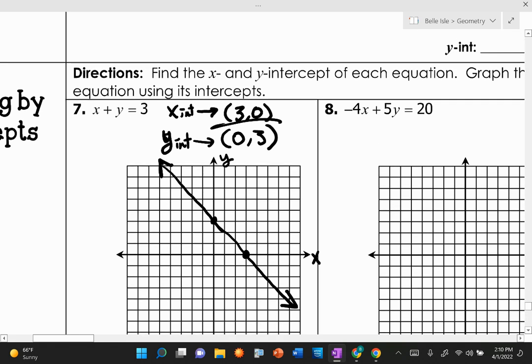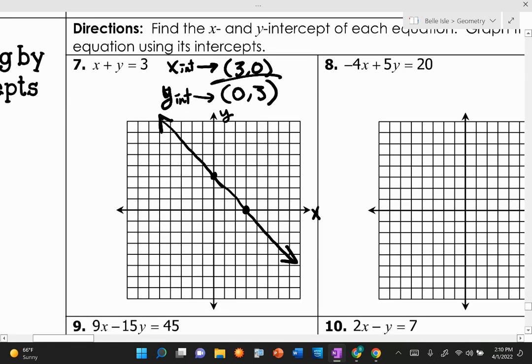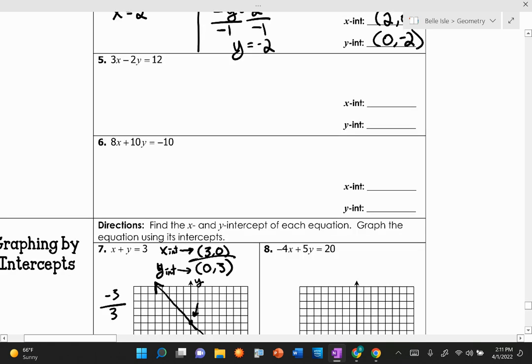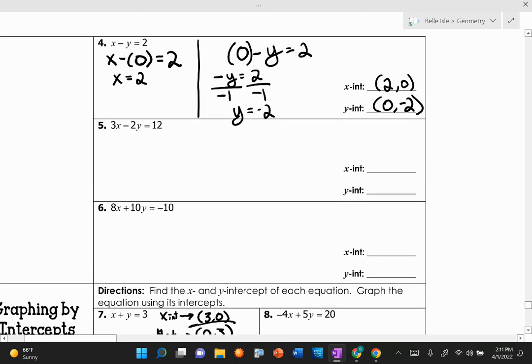So -1. How do I know? I can go point to point. So I'll start at this point, and I can go down 3. So that's a negative 3 for my rise. Then I go to the right 3. What's negative 3 over 3? Negative 1. That's my slope. Not required on this worksheet, but it's good to know because we will eventually put this all together. So I will put the solution up there for number 5, and then I'll put the solution up there for number 9.